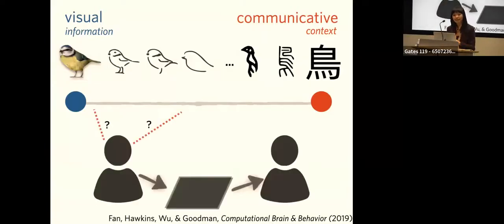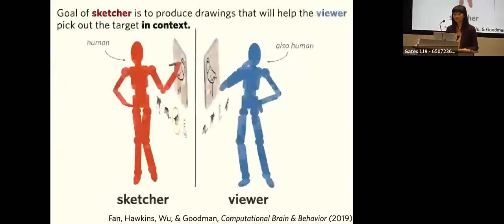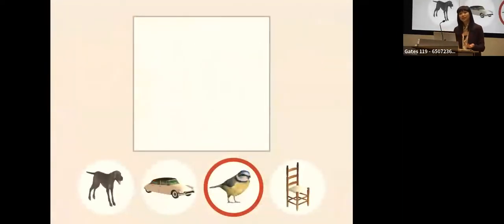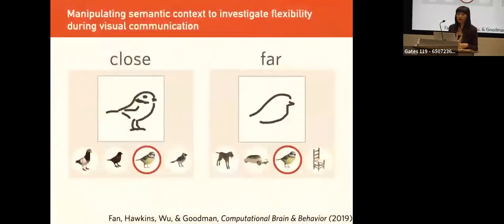In our first study tackling this issue, we asked how people knew when they needed to produce a more faithful drawing and when they could get away with something more abstract. So in that study, we paired people up to play a drawing game on the internet. The sketcher saw a display like this, where their goal was to draw the highlighted target object, and then we varied what the other objects were in this array. On what we called close trials, all the distractors, the other objects, belong to the same basic level category. So in this example, they were all birds, while on what we called far trials, the distractors were all from different categories.